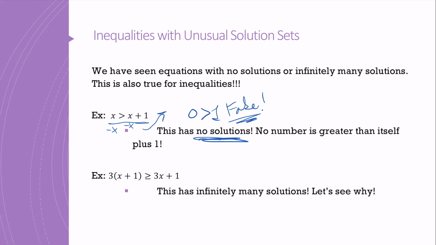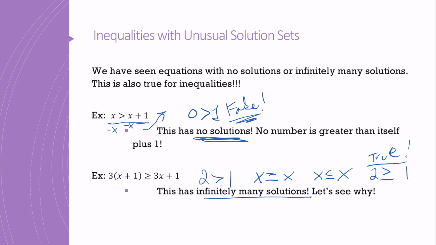I could also have something that has infinitely many solutions. So in that case, it'd look like x is greater than or equal to x, or x is less than or equal to x, because that's always going to be true. Or it could look like 2 is greater than or equal to 1, right? As long as you get a true statement, or 2 is greater than 1, right? These are examples of true statements you could get.